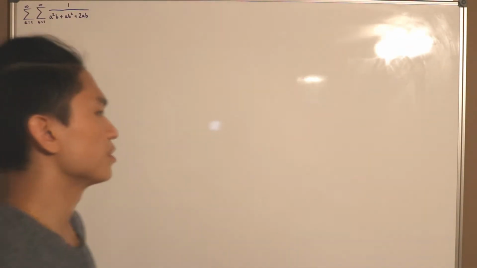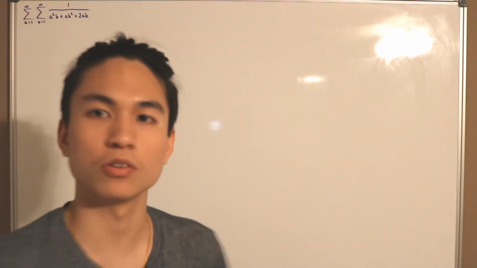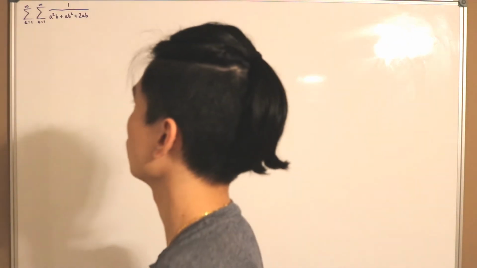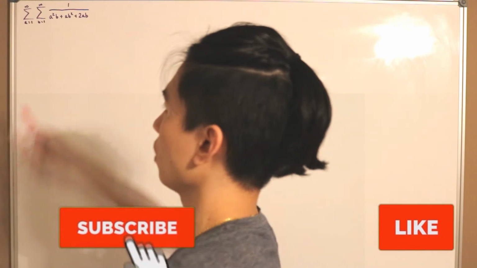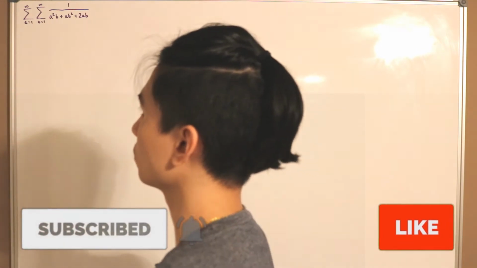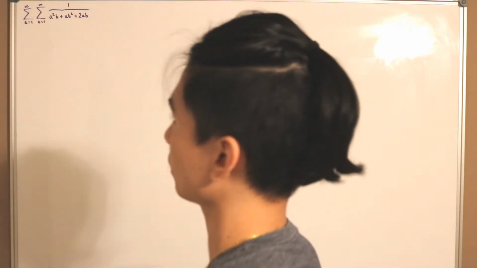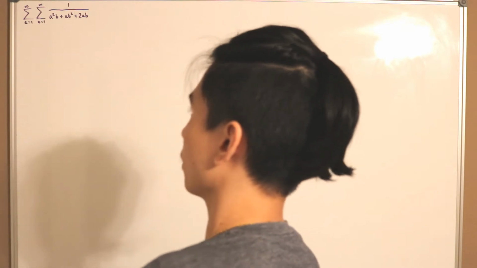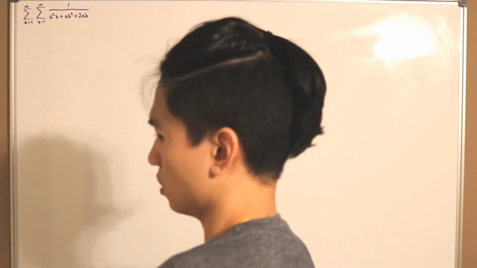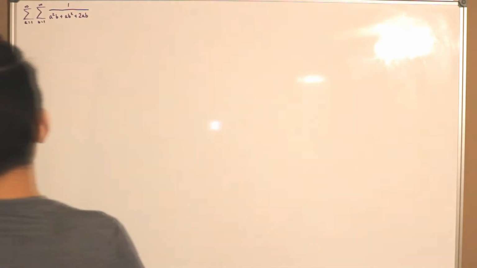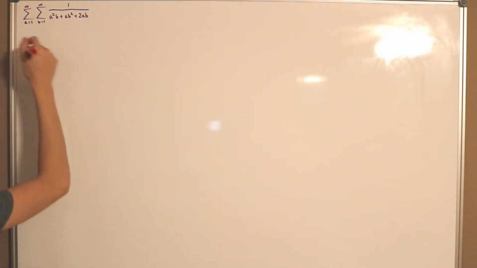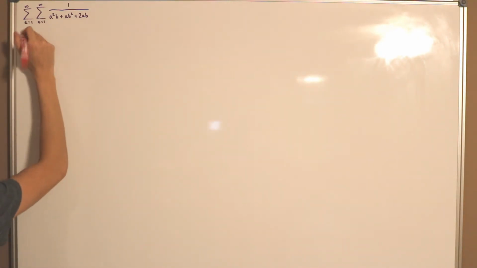Okay, so in today's video, this is going to be a math for fun. So what we have is our double sum from a equals 1 to infinity and b equals 1 to infinity of 1 divided by a squared b plus ab squared plus 2ab. So let's get started. I'm actually going to let the capital S be our given double sum.